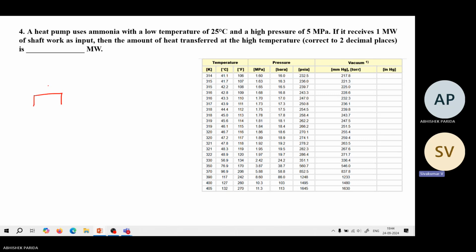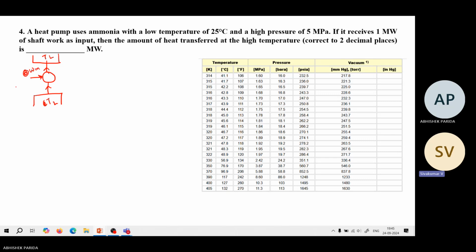For this, the corresponding saturation temperature I have referred from this table. It is around 5 megapascal, 50 bar, around 88.85 degrees Celsius, sir. So low temperature is 25 degrees Celsius, high temperature is 88.85 degrees Celsius. First of all, I consider this as a reversible condition. COP of heat pump is equal to TH divided by TH minus TL.